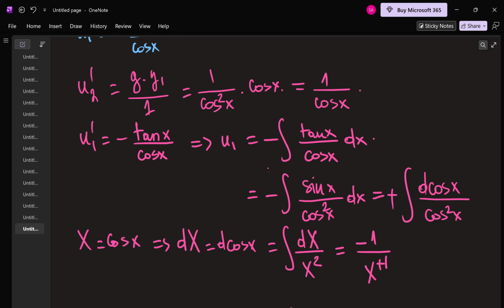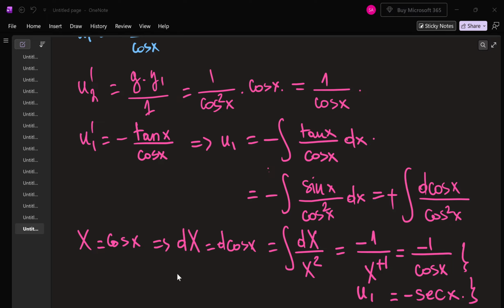So this is actually, and you replace back, what you get is minus 1 over cos x. This function you may also call the secant. Okay, both are correct. If you write this or this, it is correct. So this is u1. Okay, is that clear? So I continue.